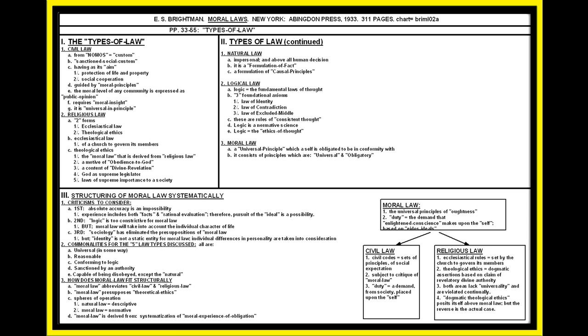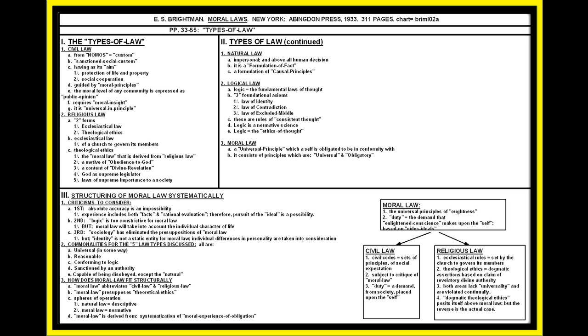Let's begin by taking a look at Block 1. And we're going to look at types of law. We look at the Greek nomos for custom. And civil law is sanctioned social custom. It has as its aim the protection of life and of property and social cooperation. It is guided by moral principles, and the moral level of any community is expressed as public opinion. It does require moral insight. It is universal in principle, though not in actuality, but it is universal in principle.